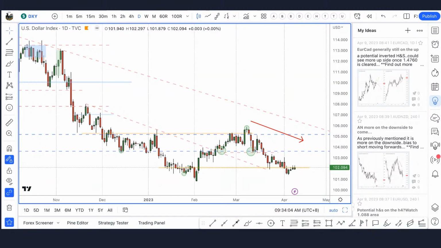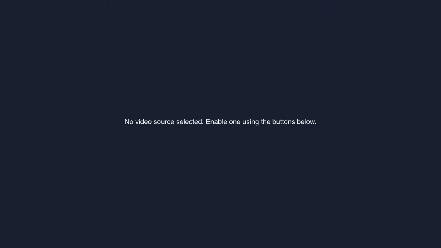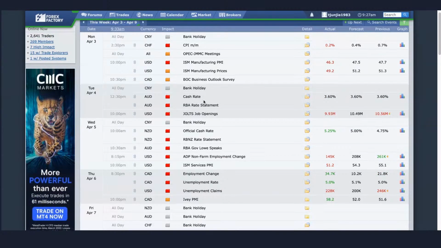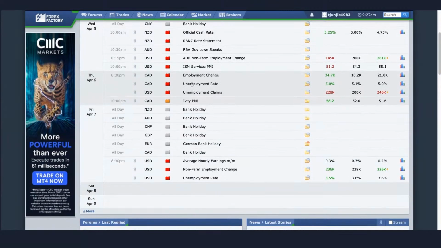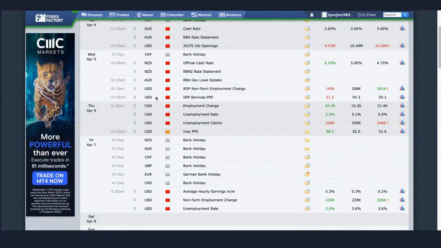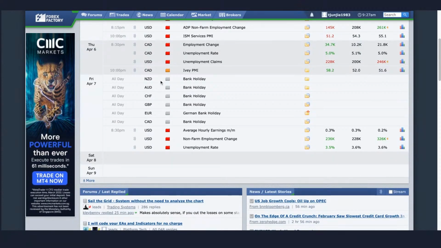Maybe probably because a lot of these banks, as you can see on this trading view. Let me just go on to the Forex Factory to show you all the calendar. On this calendar, you can see what I've mentioned just now. You have Aussie dollar rate, New Zealand dollar rate for last week, and then you do have this non-farm payroll that affects US dollar.